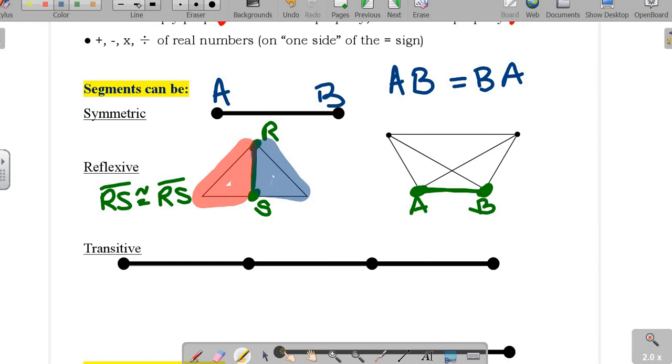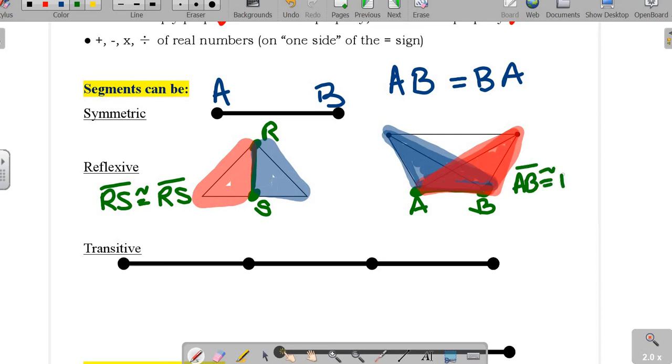On the right-hand side, be very careful. We have overlapping. Okay, do you see that blue triangle? Why don't you physically trace that blue triangle? Now, physically trace that red triangle. Watch again. Trace the blue. Trace the red. Do you see how those triangles exactly share AB? That would also be reflexive. So we would write AB is congruent to AB.